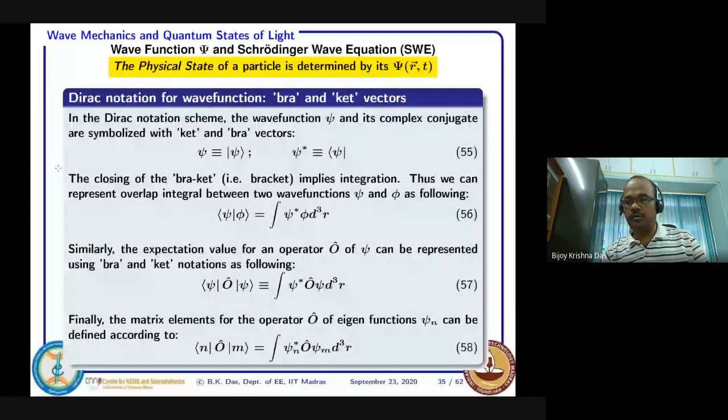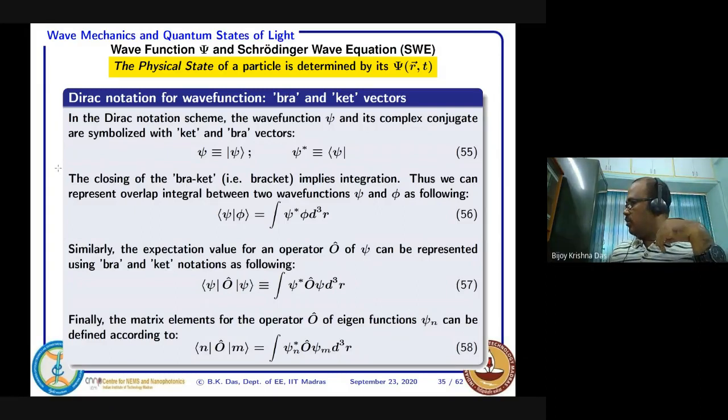Today, we are continuing with bracket notations with state vectors, and I think some echo is coming. Just let me see. Yes.